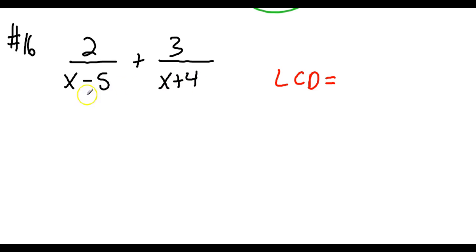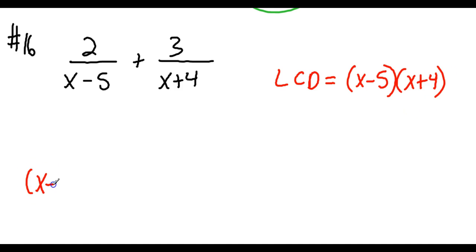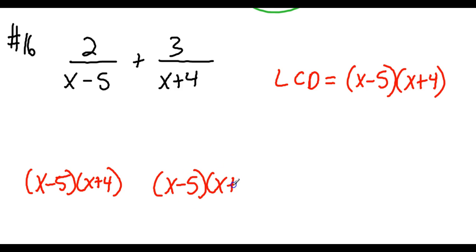Well, you've got two different denominators. One's x minus 5, the other one's x plus 4, so that is your common denominator. x minus 5 and x plus 4. So we're rewriting both of the fractions. And take your original numerators that you had and go ahead and put those in there.